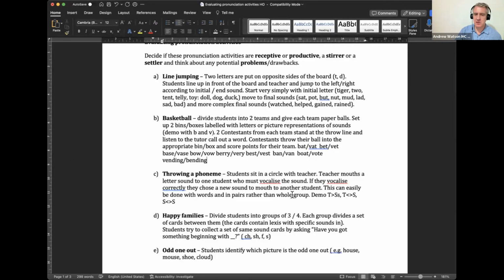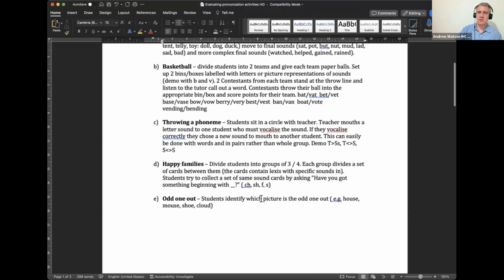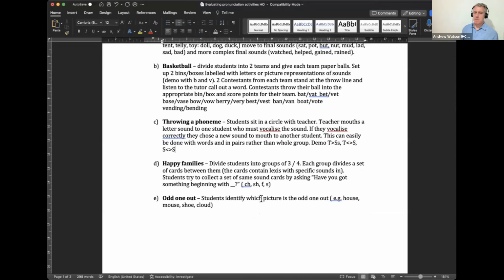Anna Maria, could you read throwing a phoneme? Throwing a phoneme. Students sit in a circle with teacher. Teacher mouths a letter sound to one student who must vocalize the sound. If they vocalize correctly, they choose a new sound to mouth to another student. This can easily be done with words and in pairs rather than whole group.